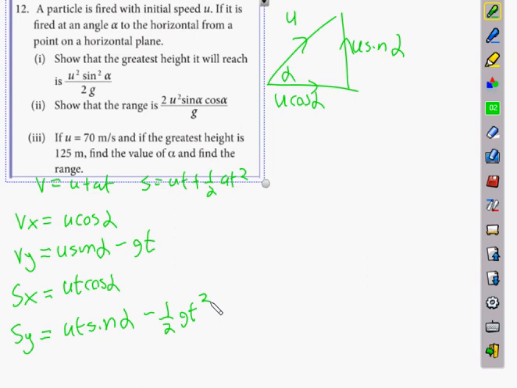Now, it talks directly about the greatest height reached. Okay? So, when you're talking about the greatest height, what type of distance is the greatest height? Is it an Sx or an Sy?